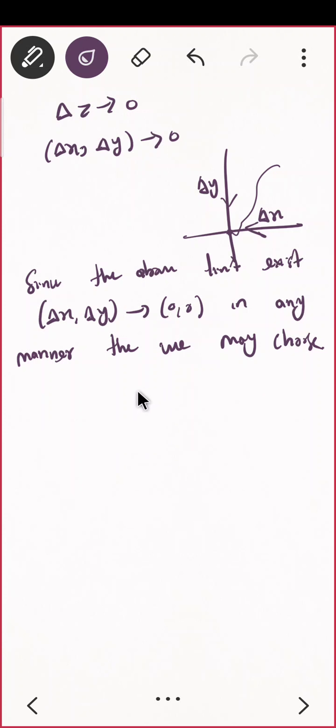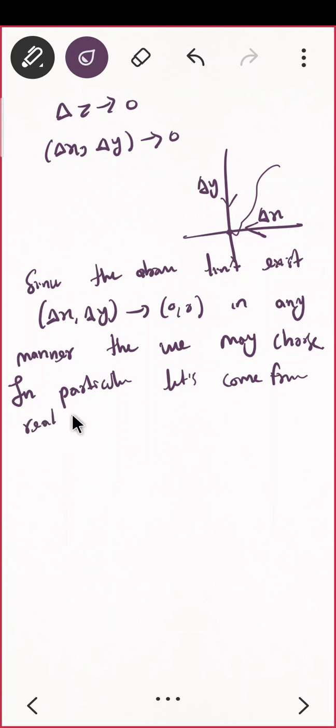Okay, so in particular what we are going to consider, let's come from the real axis. That means I am going to choose delta x comma 0, correct, and that tends to 0 0. That means in the previous expression, I have to substitute 0 in the place of delta y, correct? So let us write now.